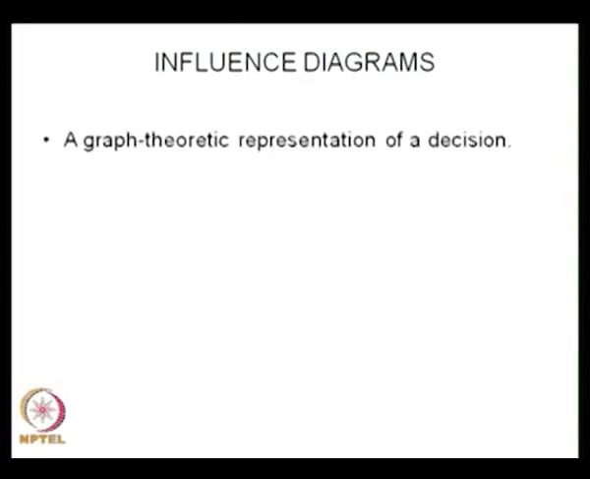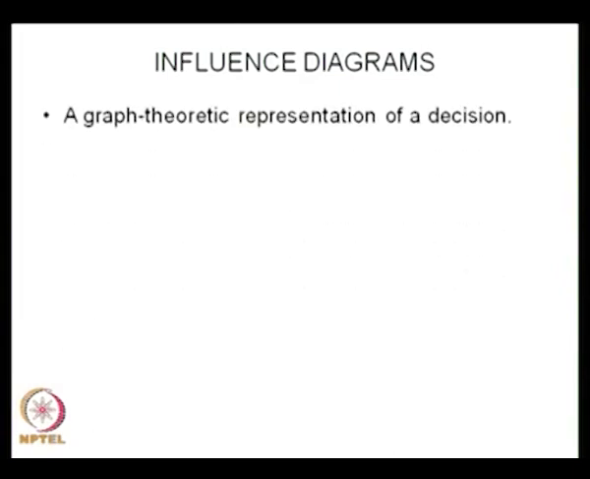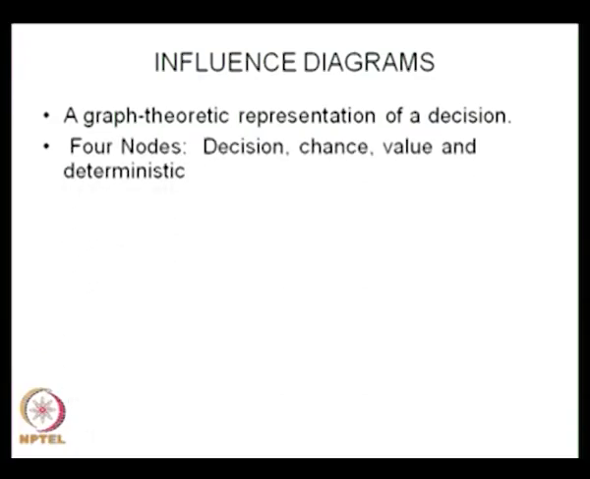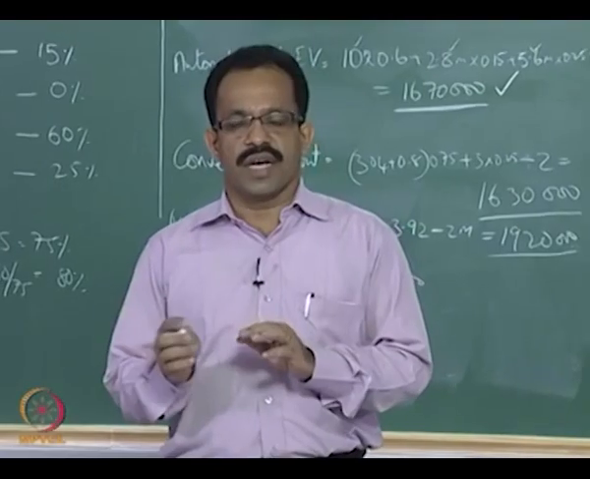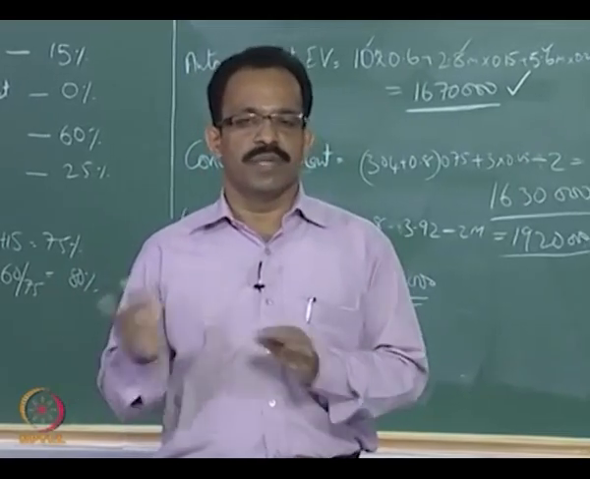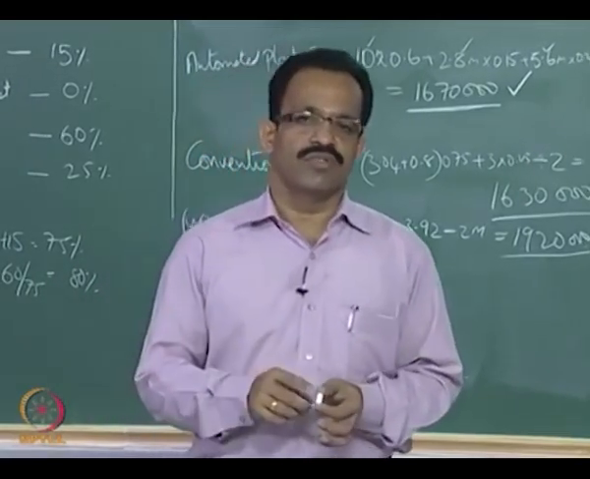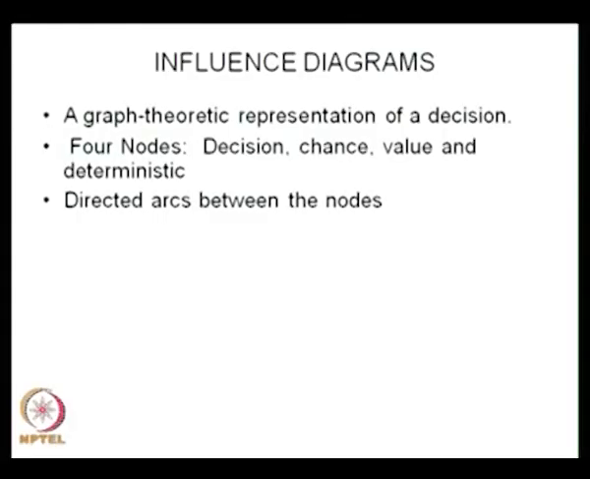As you can see here, it is a graph theoretic representation of a decision. So it is more of a graphical representation, and there are 4 nodes: a decision node, a chance node, a value node, and a deterministic node. These are the 4 nodes normally used in influence diagrams, and there are directed arcs between the nodes. These directed arcs show the kind of relationship, which one depends on the other one.